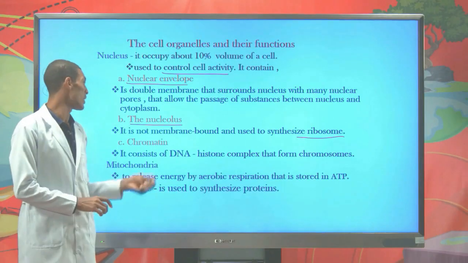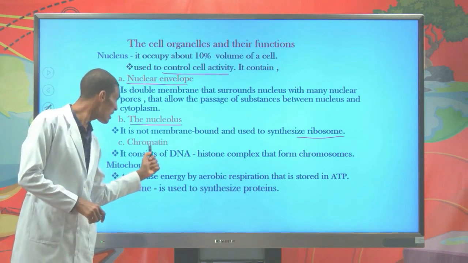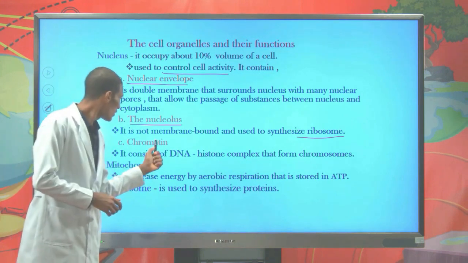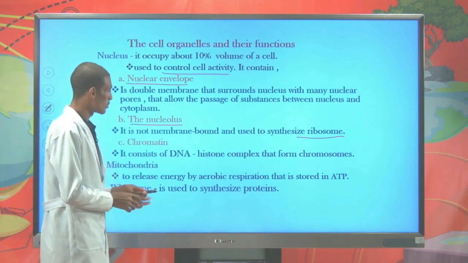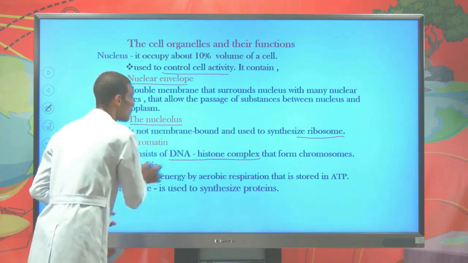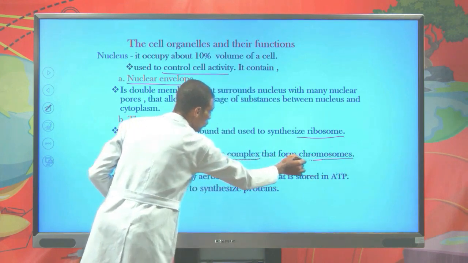Well then, when the cell is not ready for division, and again not stained and visible under a microscope, it is said to be chromatin. Chromatin is a part of the nucleus, and it is made from a DNA-histone complex. When they are ready for division, they come together to form a chromosome.